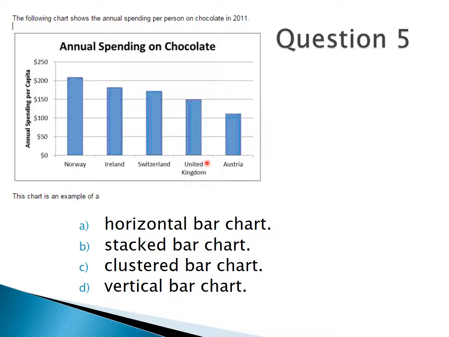Question 5. The following chart shows the annual spending per person on chocolate in 2011. We've got Norway down here, we've got Ireland, Switzerland, United Kingdom and Austria. This chart is an example of a horizontal bar chart, stacked bar chart, clustered bar chart, or vertical bar chart. Make your choice. It's a vertical bar chart.